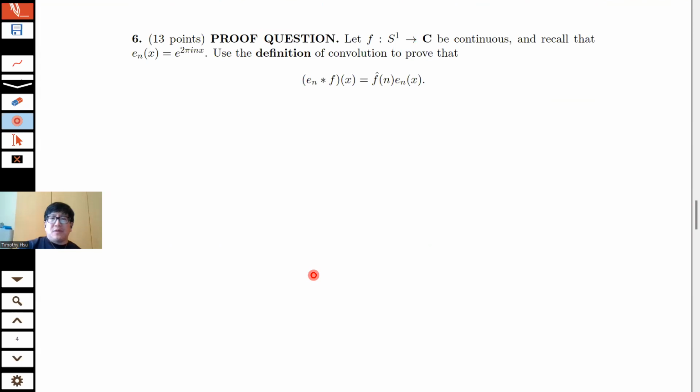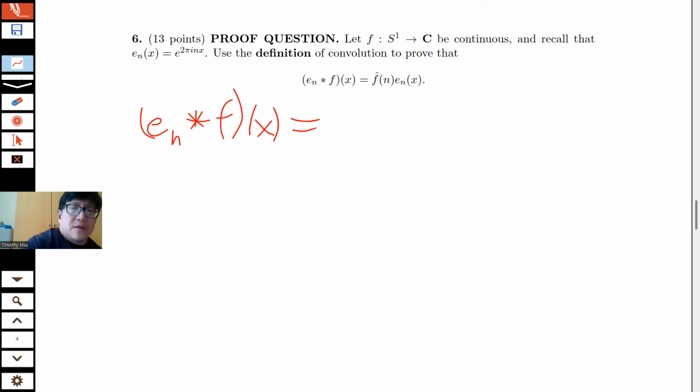All right. So let F be continuous, and recall that's what E sub n of x is. Use the definition of convolution to prove that. Okay. So we're going to start off by writing out the definition of convolution. It's the integral from 0 to 1, the integral over the circle of E sub n of something complicated, times F of something less complicated, with respect to T.